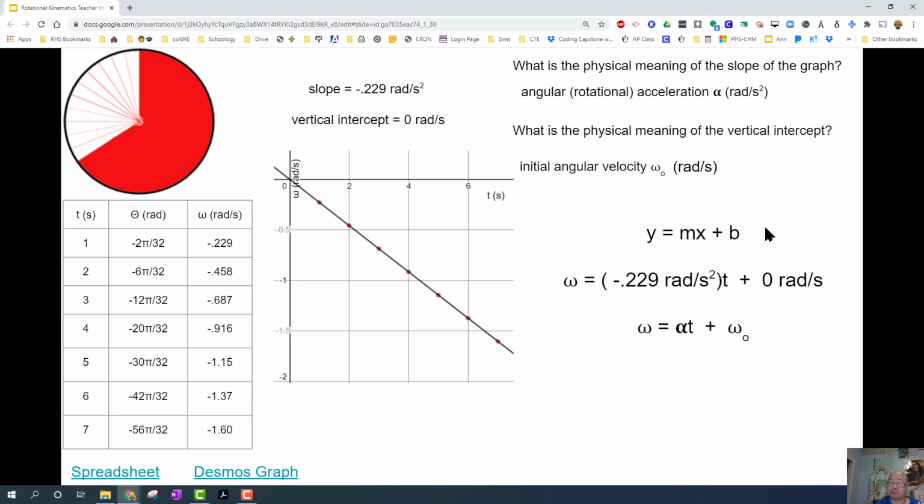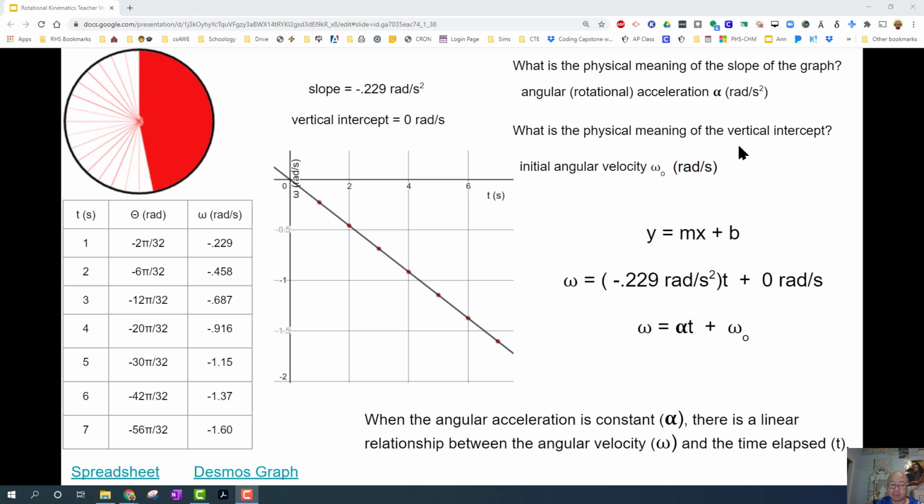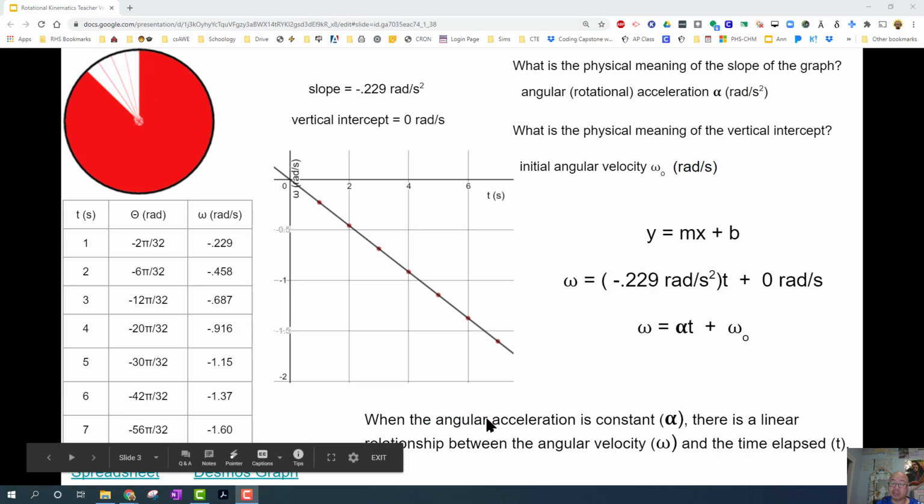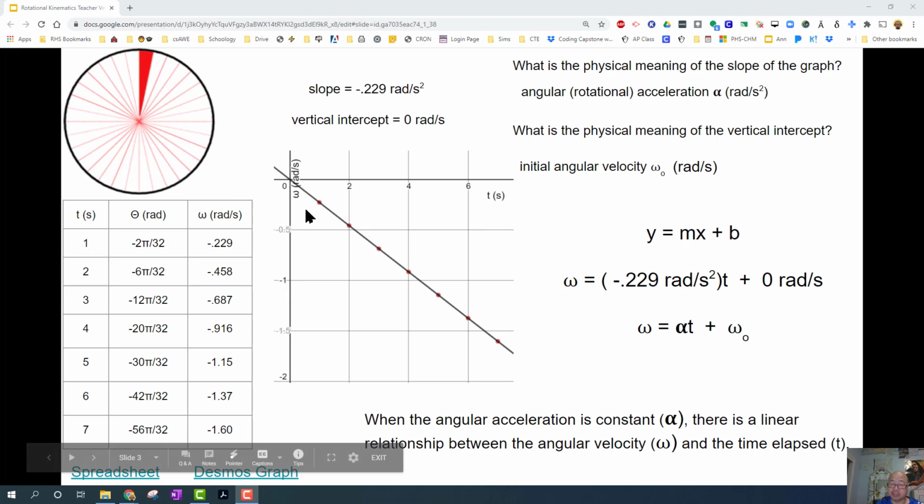If we were to write a y equals mx plus b equation for that, we get omega equals negative 0.229 radians per second squared times t plus 0 radians per second. And that gives us one of our rotational equations. We find that when the angular acceleration is constant, as in this example, there is a linear relationship between the angular velocity and the time elapsed.